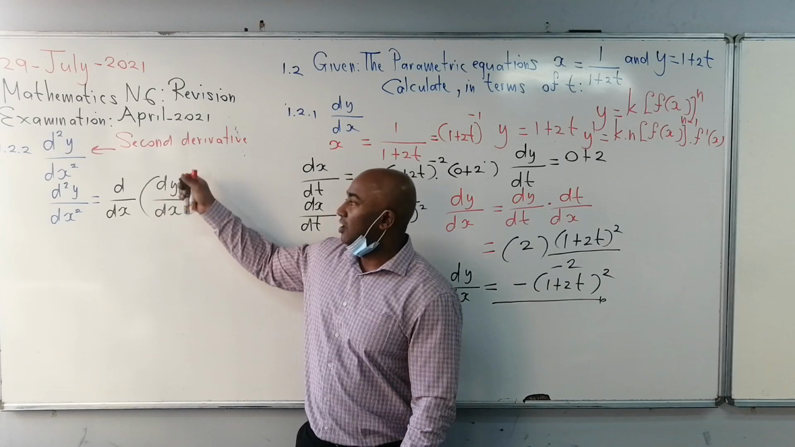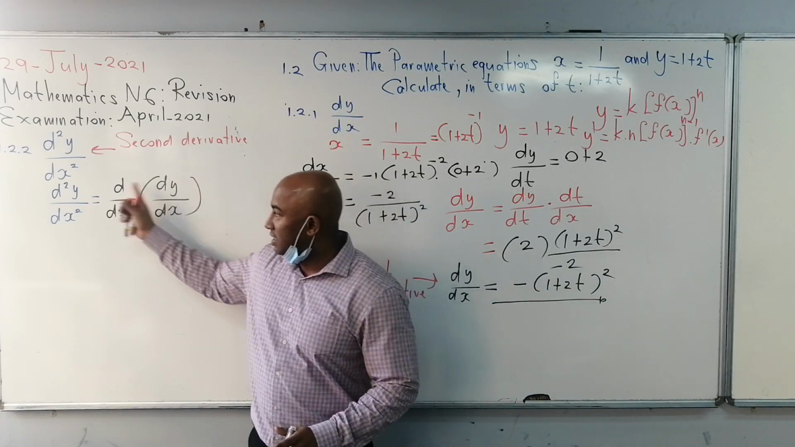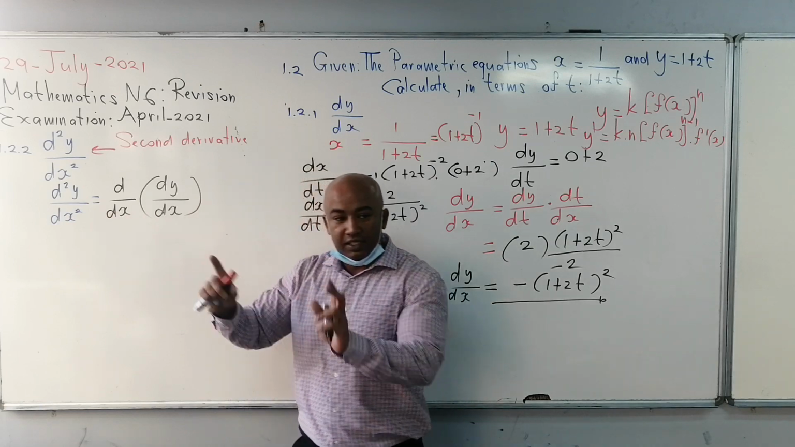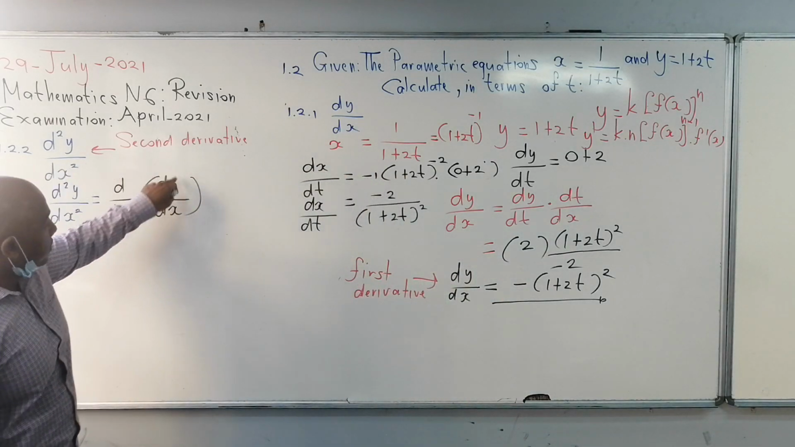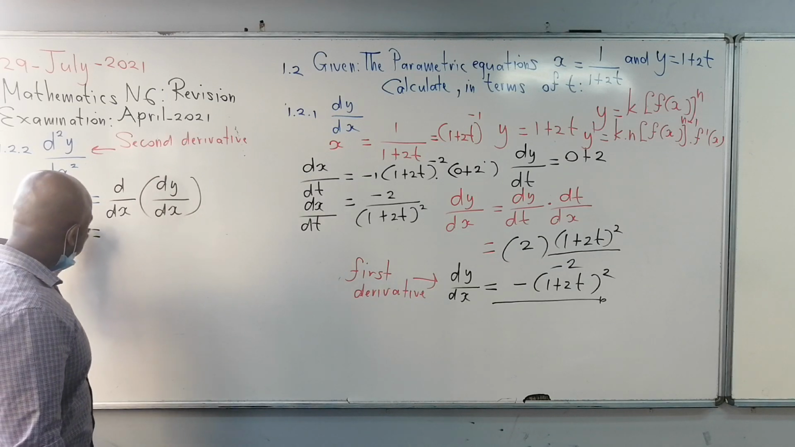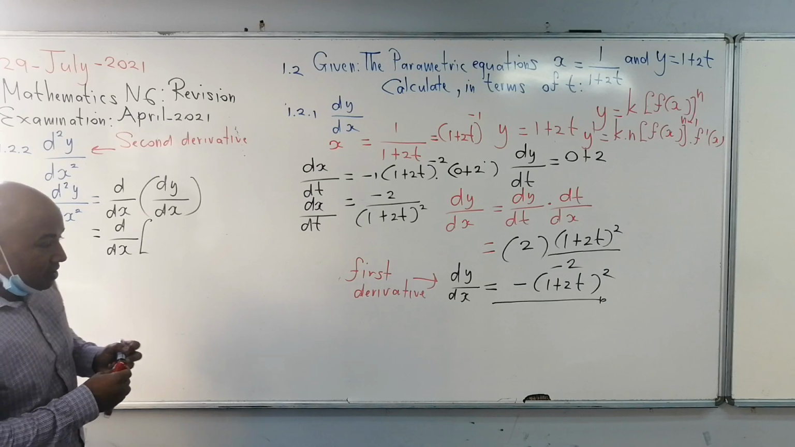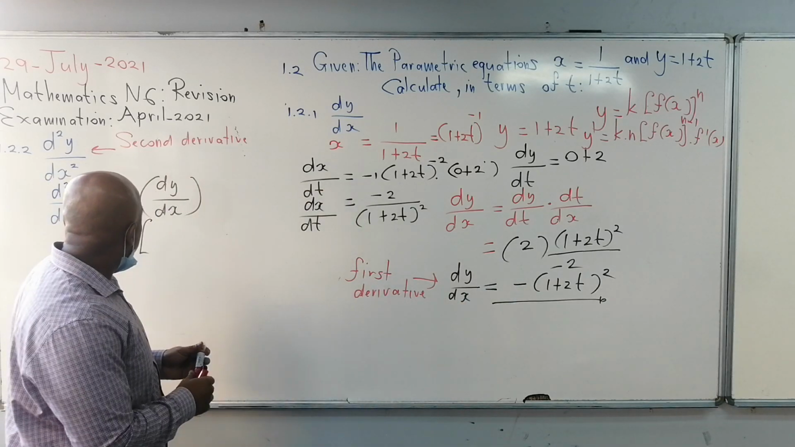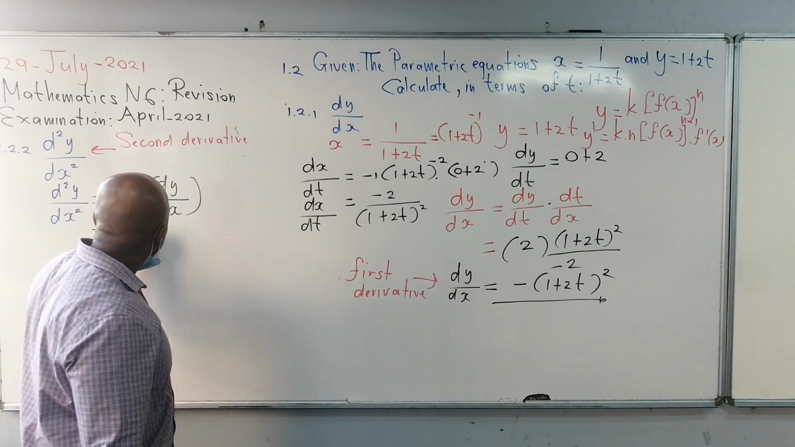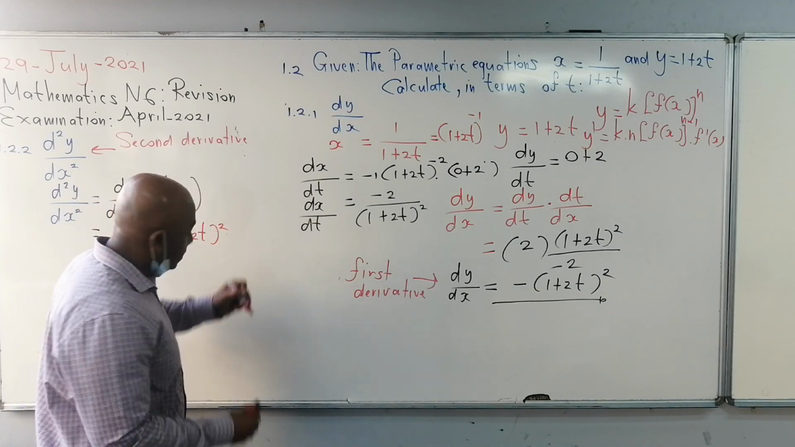d over dx of dy over dx, that's the second derivative. You can see d and d will give you d squared, and dx times dx is dx all squared. Now, what is dy over dx? dy over dx is what we just found here. You can see that. So my dy over dx is minus 1 over 1 plus 2t all squared.